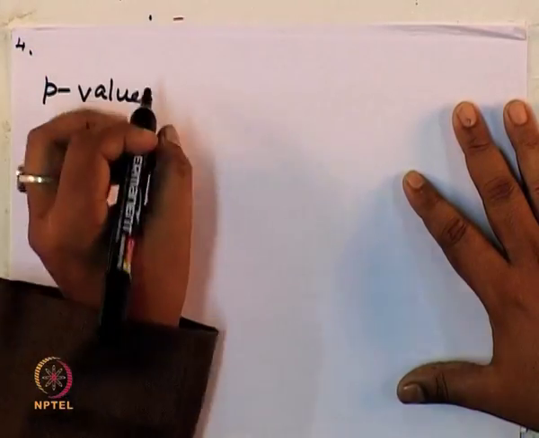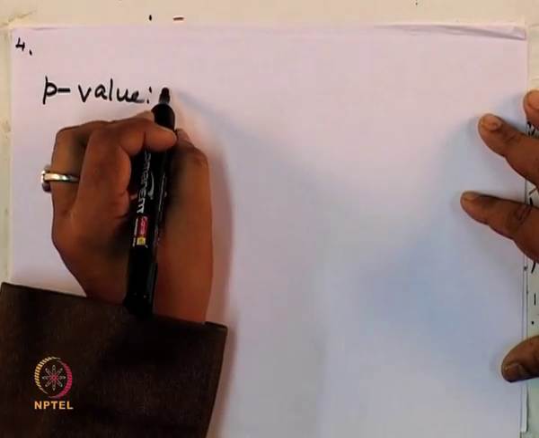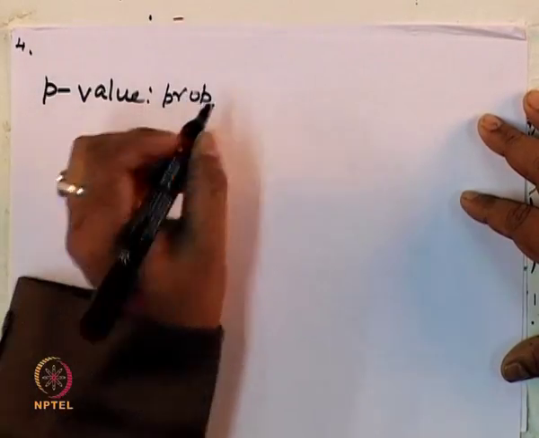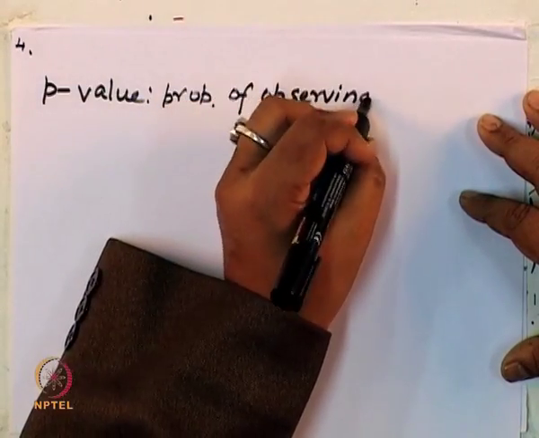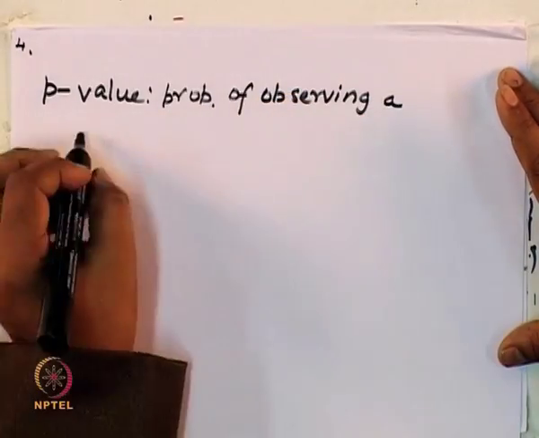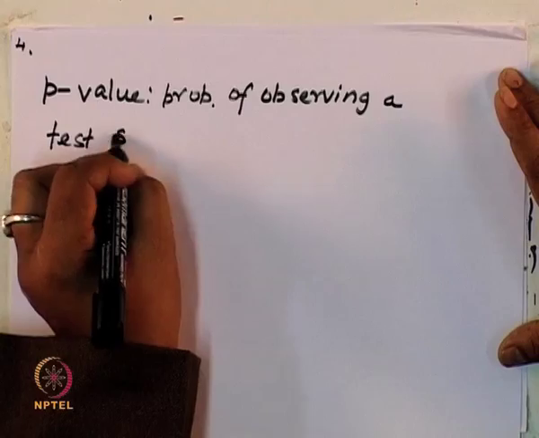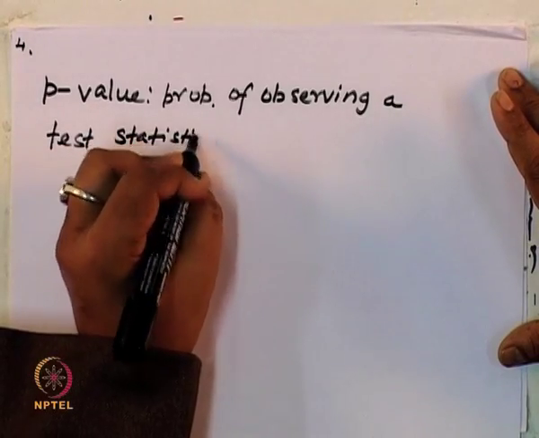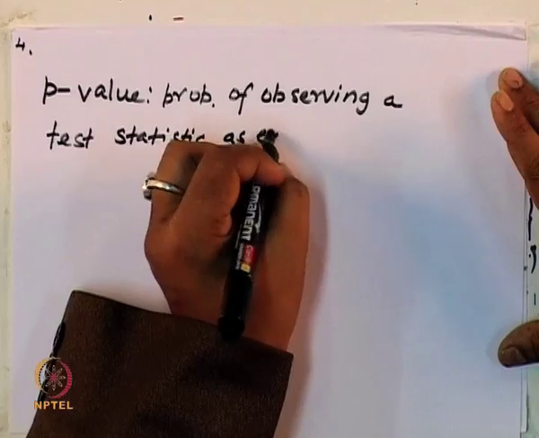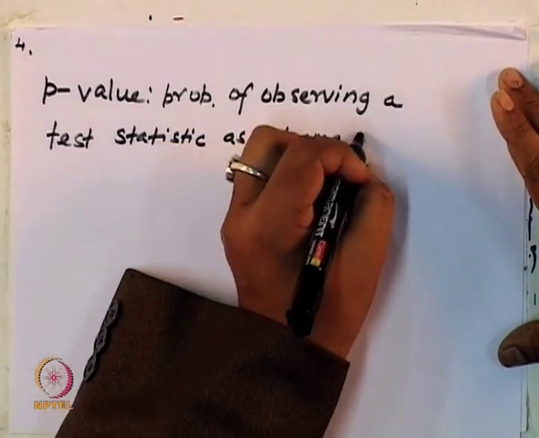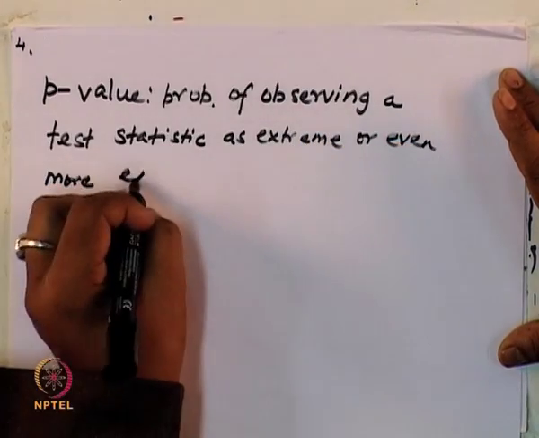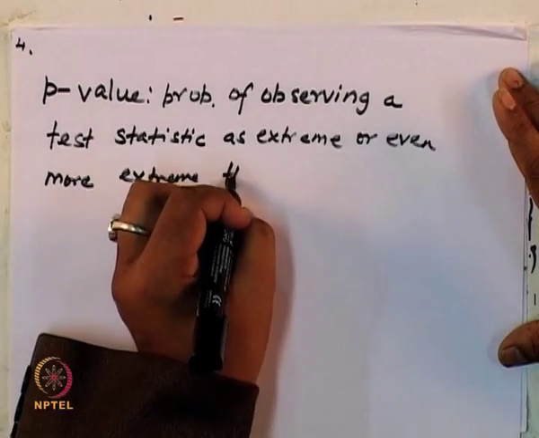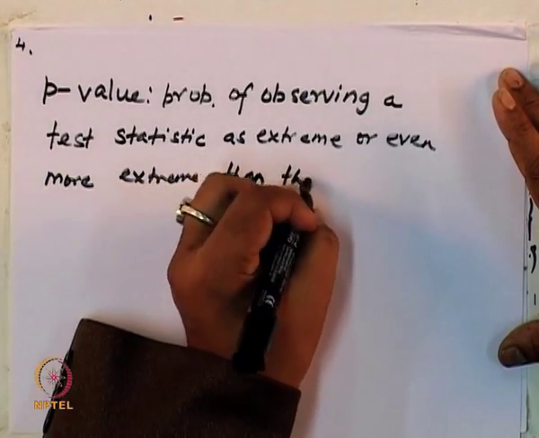So, the p value is taken as the probability of observing a test statistic as extreme or even more extreme than the observed value.